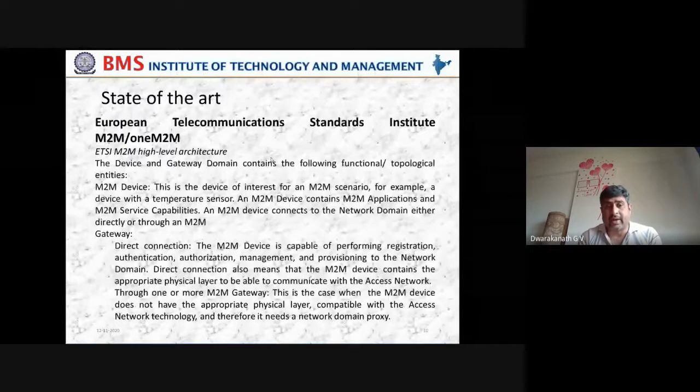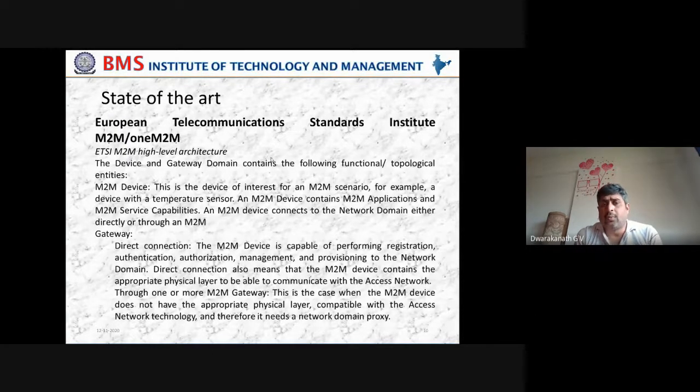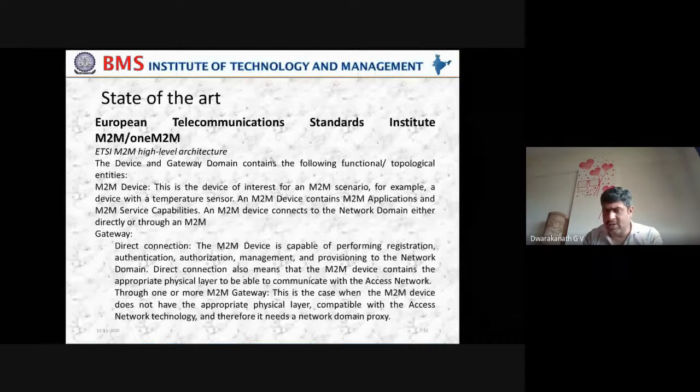So that may be one type. What is the other type? Through one or more M2M gateways. I will use a gateway. This is the case when the M2M device does not have the appropriate physical layer and data link layer, meaning that layer is not there. Assume it's not a network-supported thing at all. For example, Arduino never supports a network.